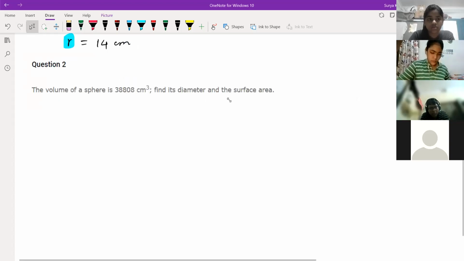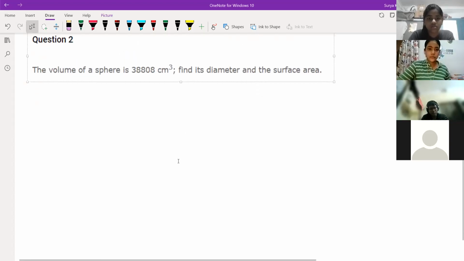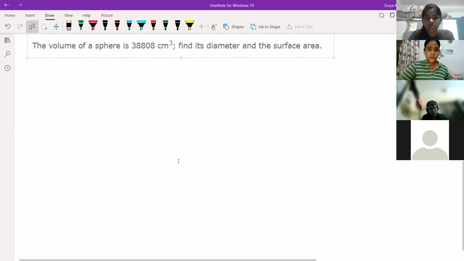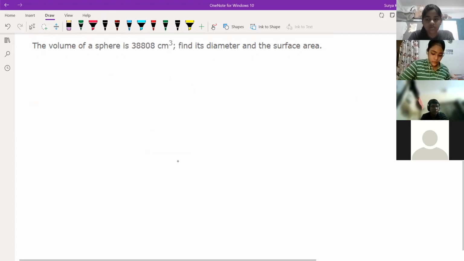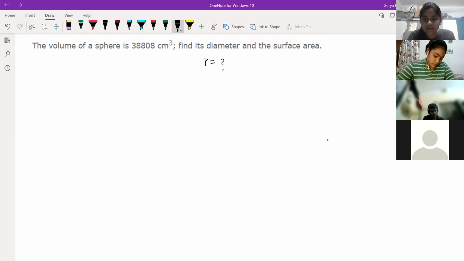Volume of the sphere is 38808 centimeter cube. Find its diameter and surface area. You have to find diameter, so all of you try once. Find the diameter means you have to find radius. Surface area means 4 pi r square. If you know radius, we can find everything.